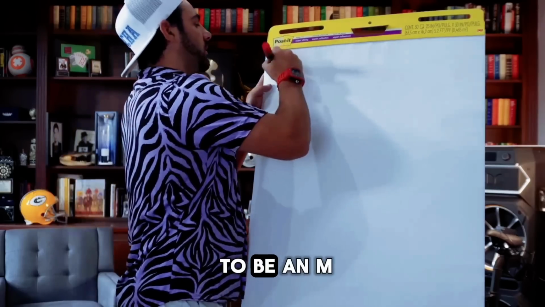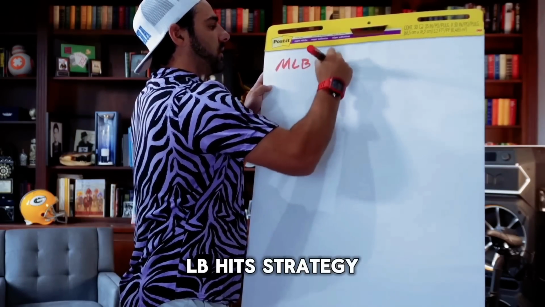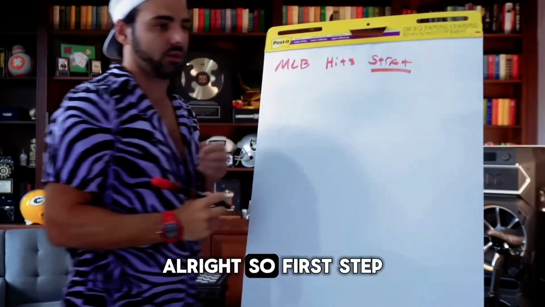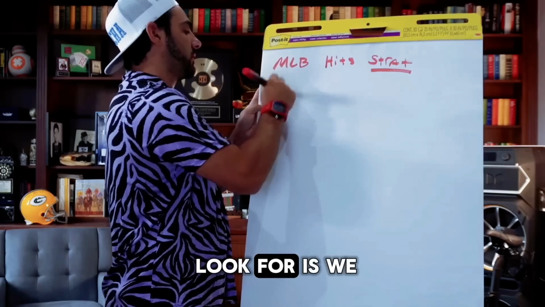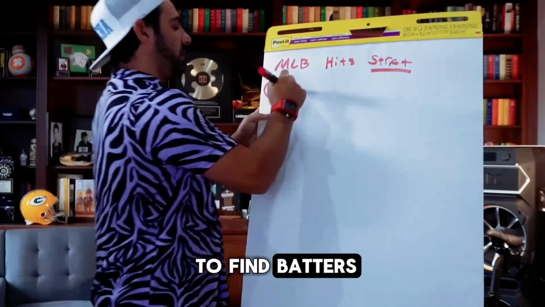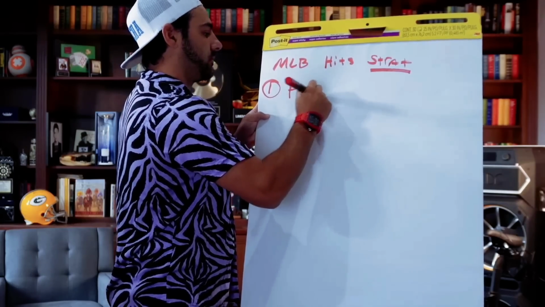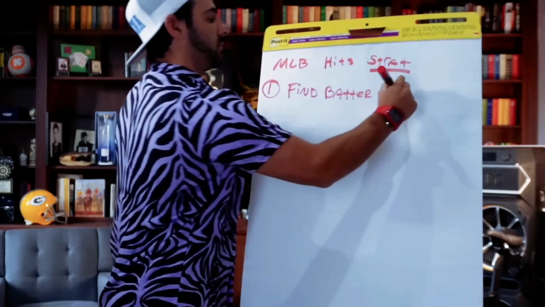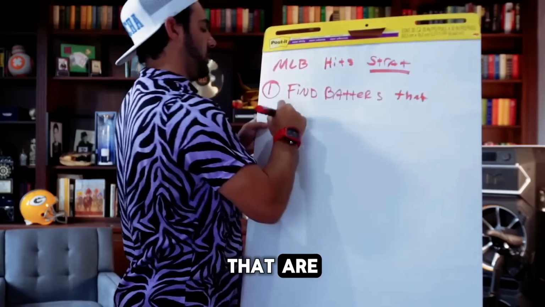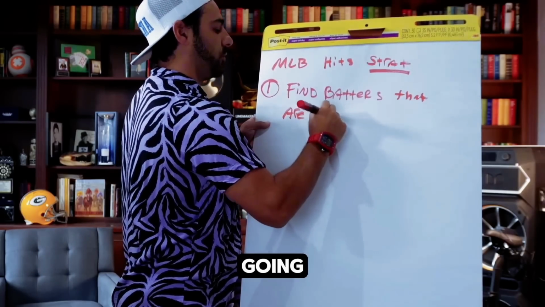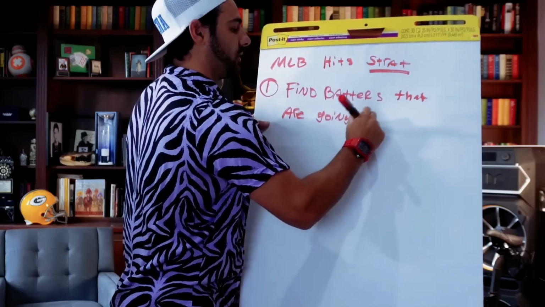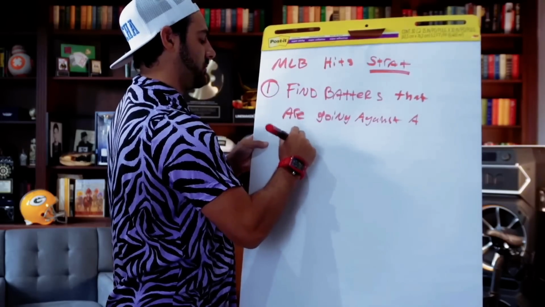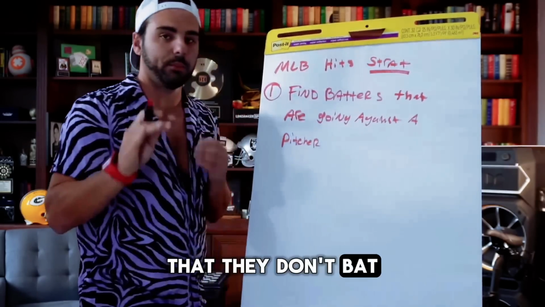So this is going to be an MLB hits strategy. All right, so first step, what we want to look for is we want to be able to find batters that are going against a pitcher that they don't bat well against.